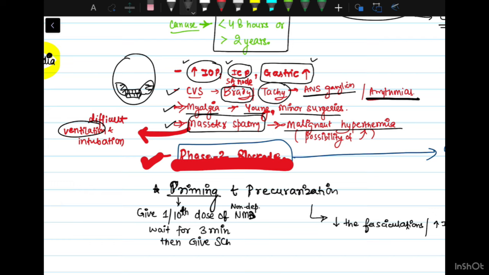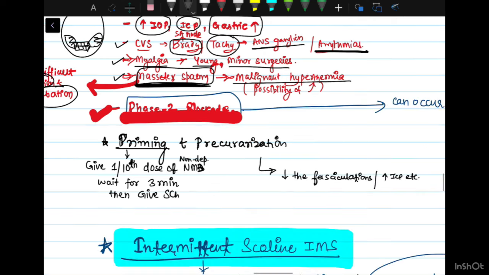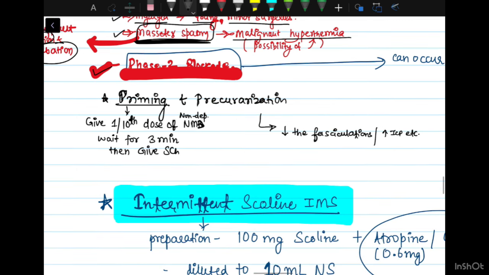If you're not able to ventilate and you're not able to open the mouth, you can't do laryngoscopy, so intubation is going to be hampered. So this masseter spasm can be a very detrimental thing in a lot of emergency situations when you have given succinylcholine. Phase 2 blockade we have already talked about. Let's talk about how you actually reduce those fasciculations and subsequently the consequences of those fasciculations, which is raised IOP, ICP, or intragastric pressure.